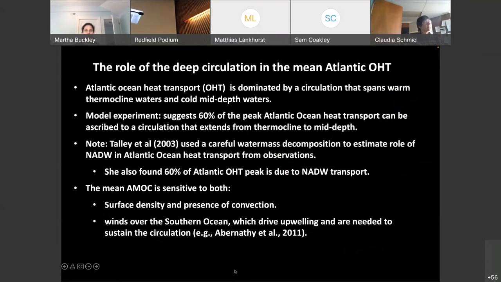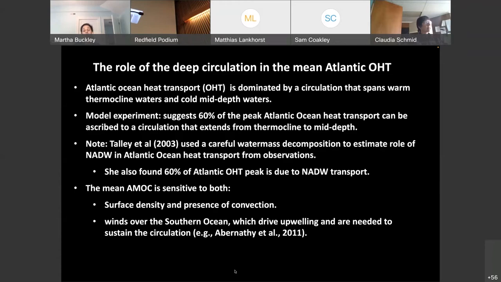Okay, so just a little summary of this. The Atlantic Ocean heat transport is dominated by a circulation that spans warm thermocline waters and cold mid-depth waters. About 60% of the peak ocean heat transport can be ascribed to this circulation. Just as a note, Talley did an observational analysis of water mass decomposition to estimate the role of North Atlantic deep water in the Atlantic Ocean heat transport from observations, and she also found that about 60% of the Atlantic Ocean heat transport is due to North Atlantic deep water.